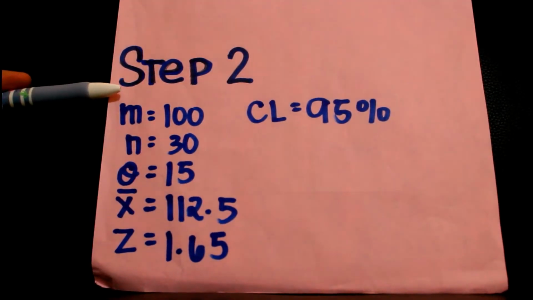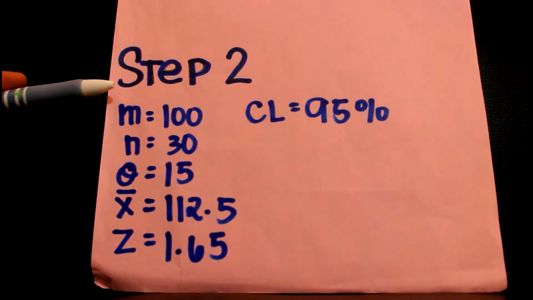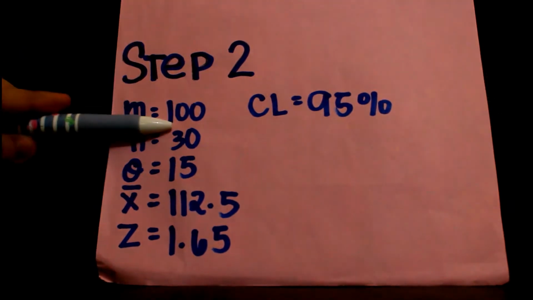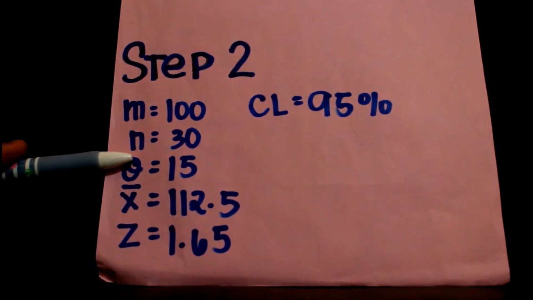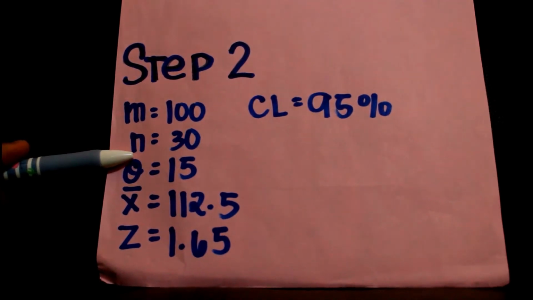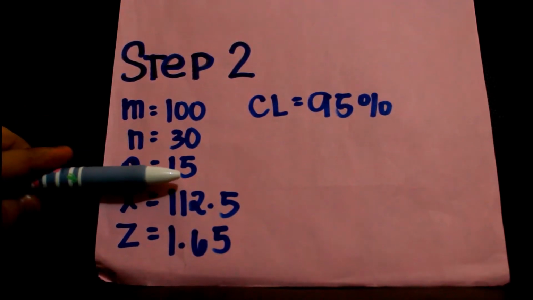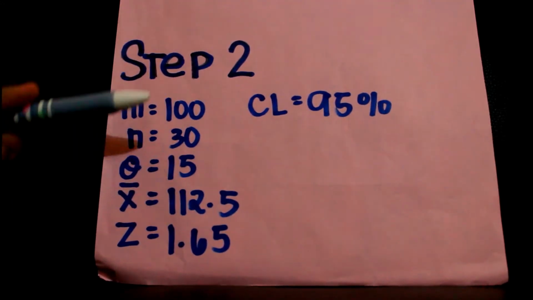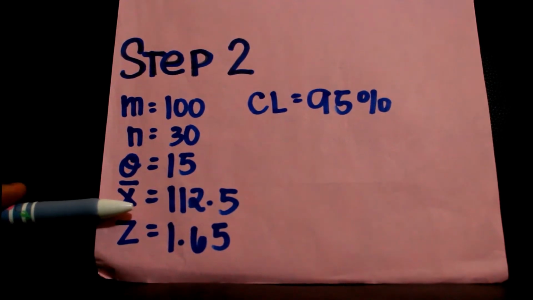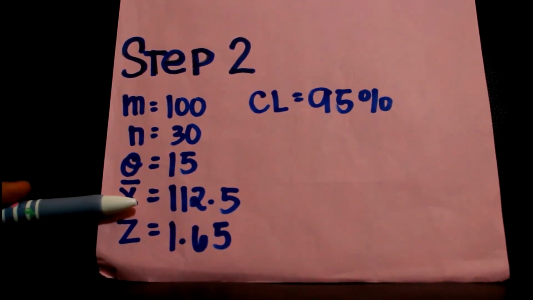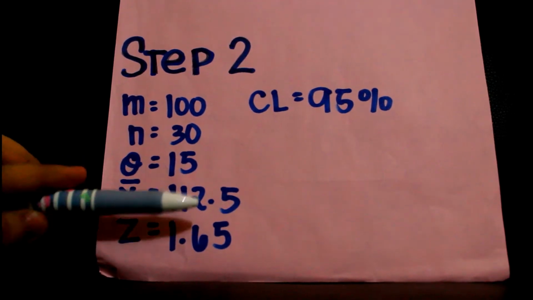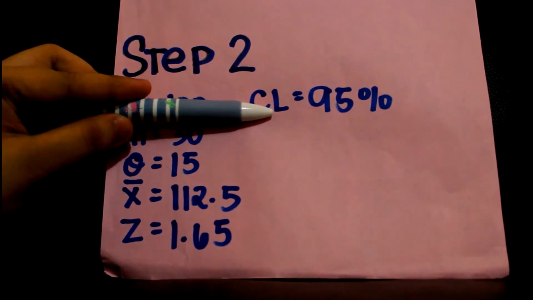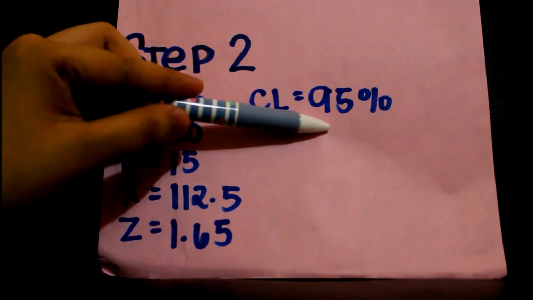Step 2. Identify the elements needed to solve the computation. M is the mean. The mean of this example is 100. σ is the standard deviation. The standard deviation of this example is 15. N is the sample size. The sample size of this problem is 30. X is the random sample. The random sample of this example is 112.5. The CL is the confidence level. The confidence level of this example is 95%.